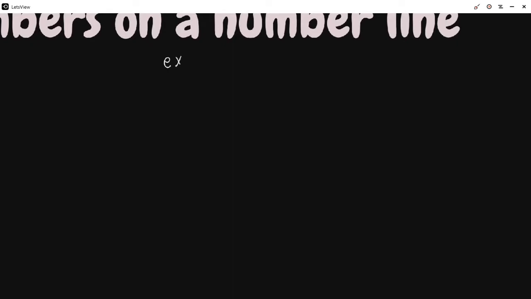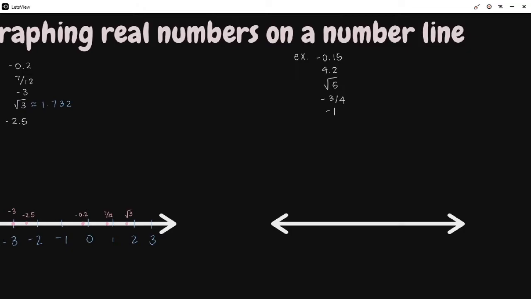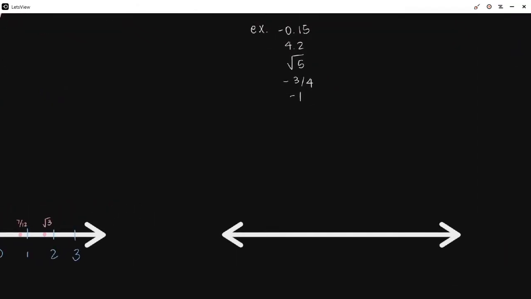I'll do another example. So let's say we have -0.15, 4.2, square root of 5, -3/4, and -1. So first I would label out my number line. Since my smallest number is -1, I can start at -1 here. Because I know that I have to include 5 since we have 4.2 and that's between 4 and 5.